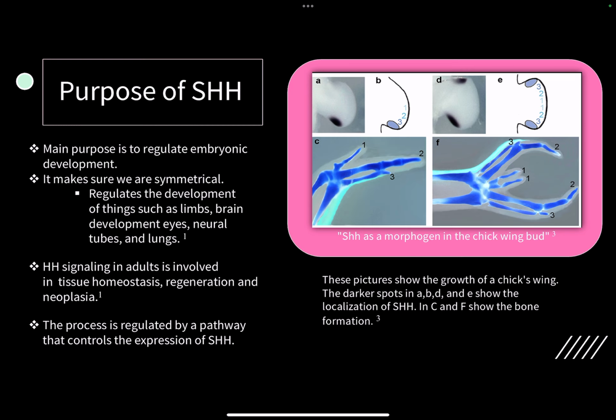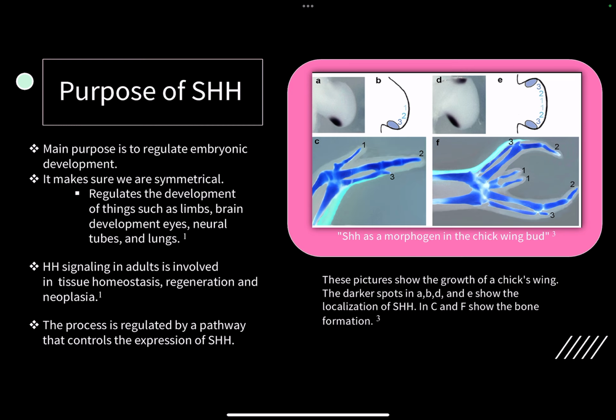This protein's main purpose is to regulate embryonic development, which means it helps us stay symmetrical, giving us 2 eyes, 2 arms, 2 legs, really important, 2 hemispheres of our brain, and much, much more. When we're adults, its function is involved in tissue homeostasis, regeneration, and neoplasia. Side note, neoplasia is the uncontrolled growth of cells. So, Sonic the Hedgehog is also involved in cancer development and maintenance as well. All of these functions are regulated by the pathway, which we'll go more in depth into later.